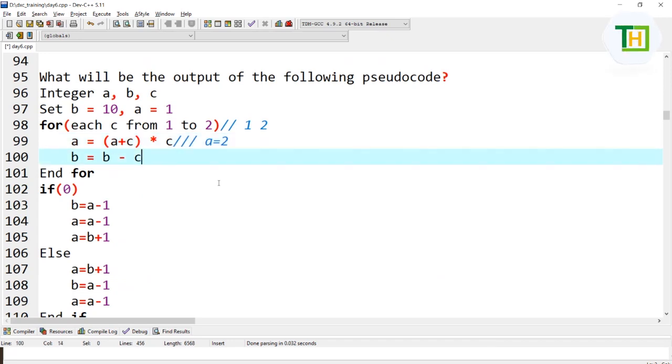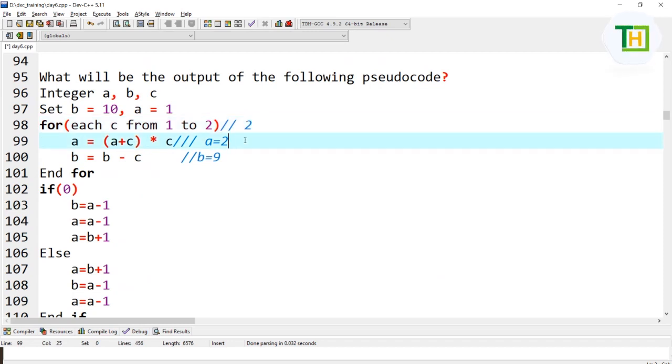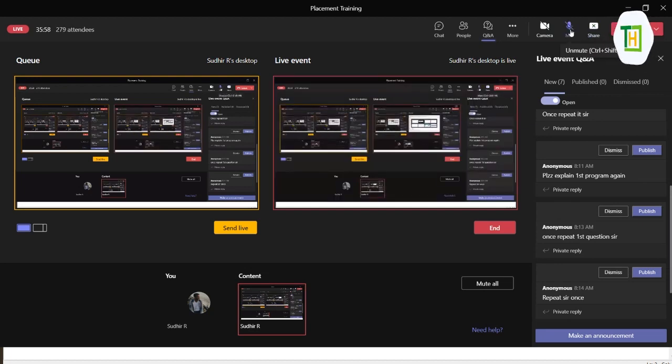And then B is equal to B minus C. What is the B value? B value is going to be 10. 10 minus C, that is going to be 1, and it becomes 9. Okay. Again the loop is repeated. Now C value is going to be 2 here. A is equal to A plus C. What is the A value? A value is 2. 2 plus 2 is equal to 4.